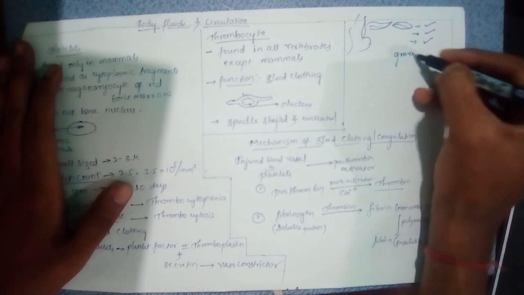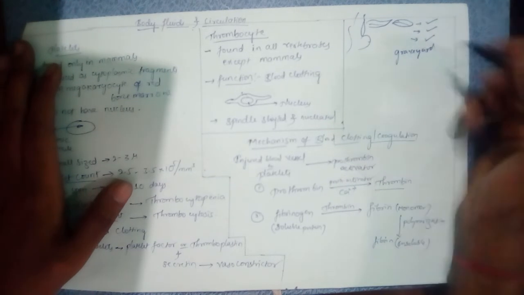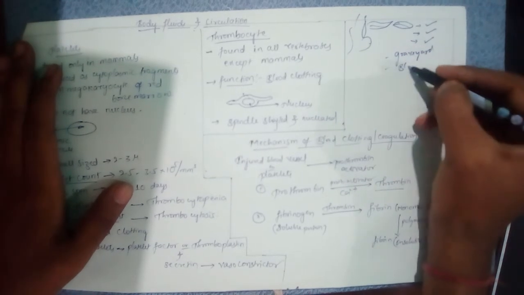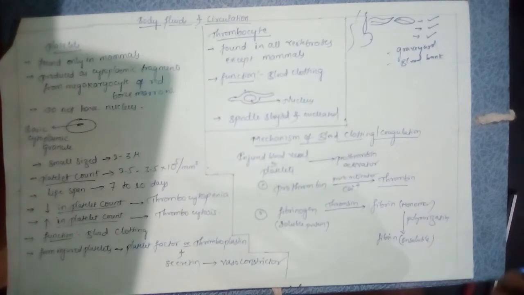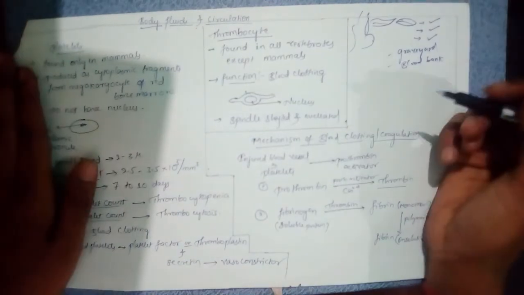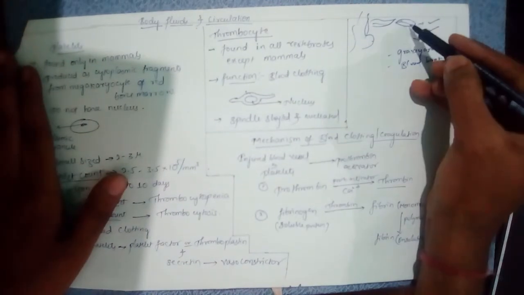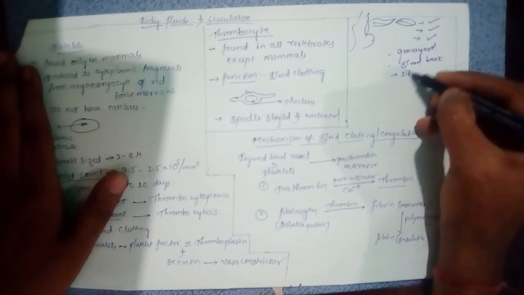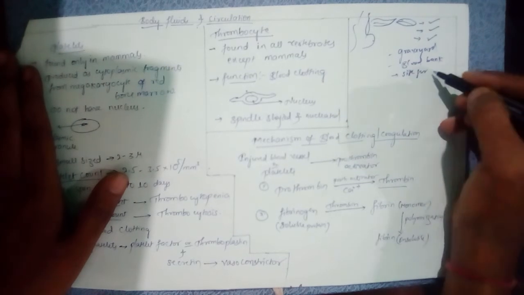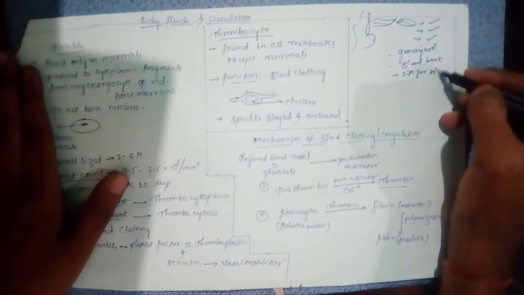It is a graveyard. It is also called a blood bank because some WBC cells or RBC cells stay in the spleen for a short period. It is also the main site for production of some WBCs.